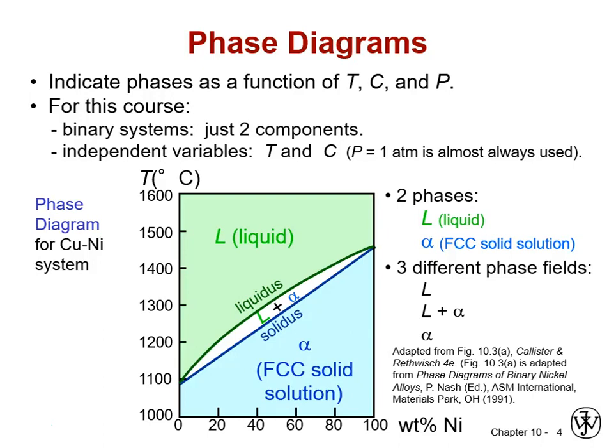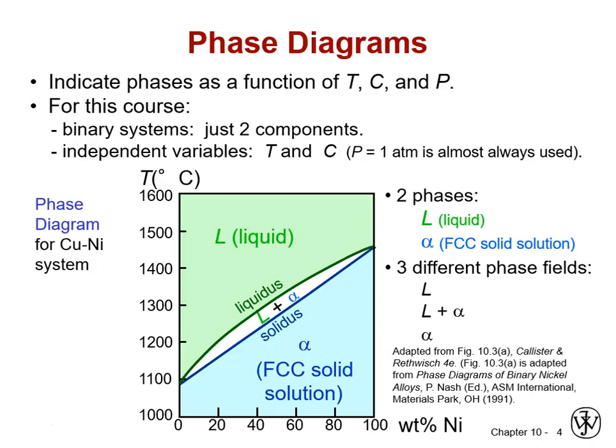And just a couple more words from the slides here. As I mentioned, this is called a binary system, and that means we have two components, in this case copper and nickel. Our sugar-water system was also a binary system because it had only two components, sugar and water. If this were, say, a three-way alloy, say we had copper, nickel, and aluminum, that would be called a ternary system, and four would be a quaternary.